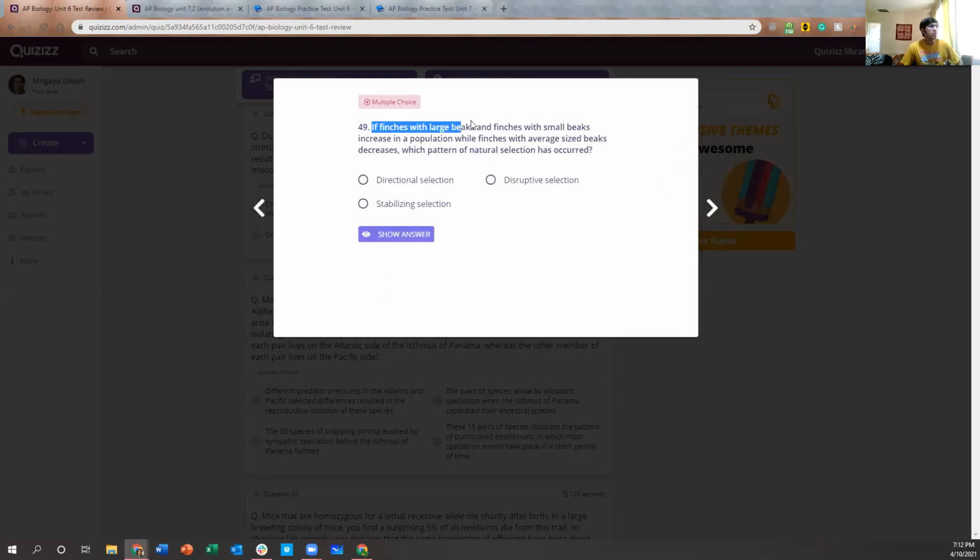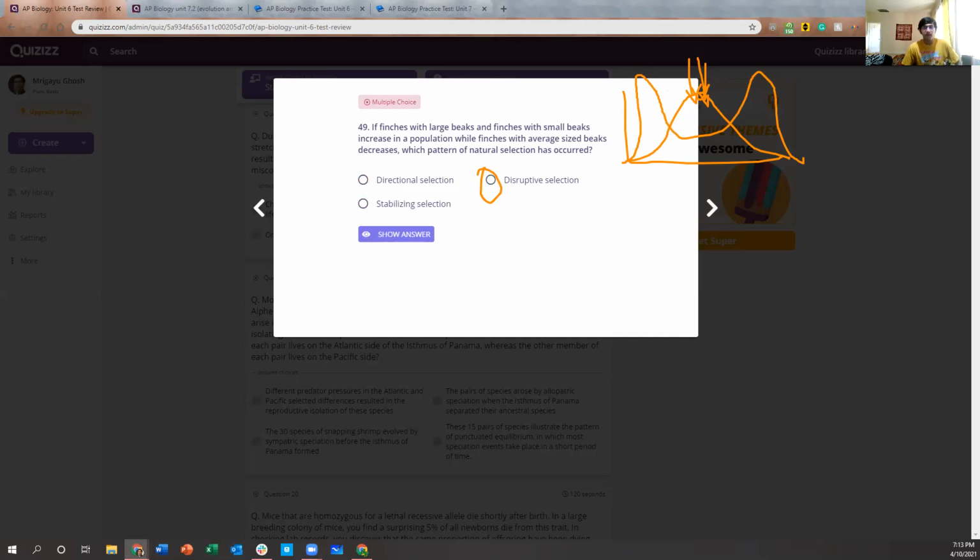Okay. If finches with large beaks and finches with small beaks increase in population, while finches with average-sized beaks decrease. I like to think of this visually. So if I have a normal distribution, now large and small beaks increase, but not the average size. So there's a selective pressure pushing down on the mean. If it's pushing down on the mean, they'll start looking like this. And this is disrupting the mean, so it's disruptive selection.